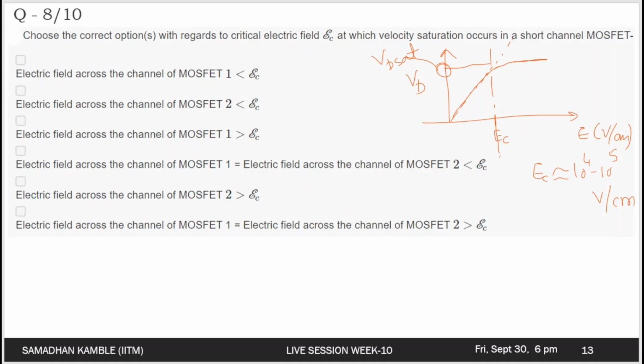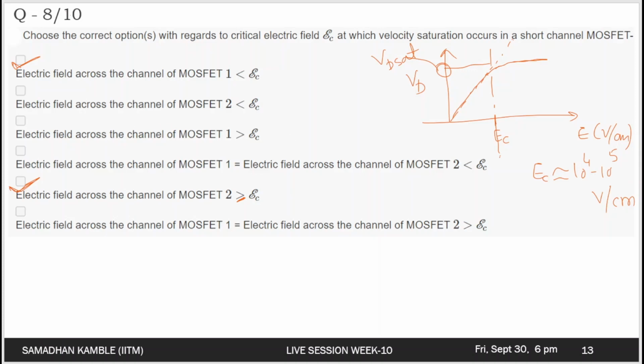Indeed we have the answer here: the electric field across the channel for MOSFET 1, which is the long channel, is less than the critical value, and the electric field across the channel of MOSFET 2, which is the short channel, is more than or equal to the critical electric field.